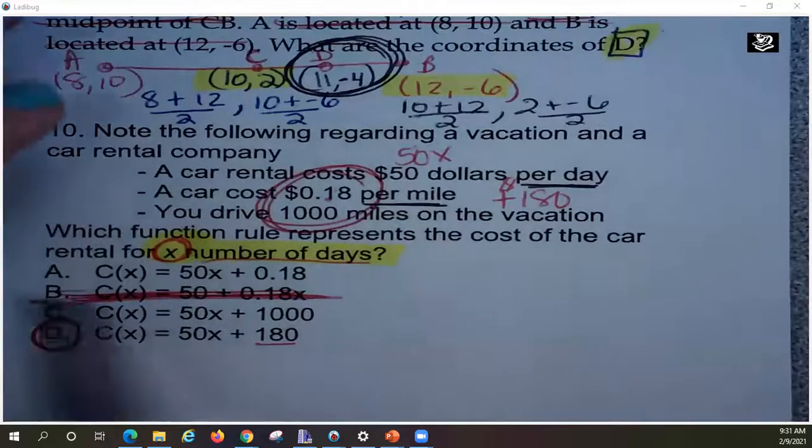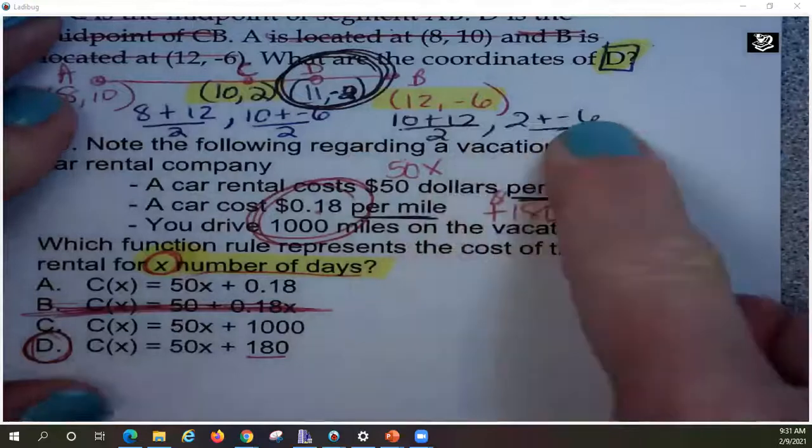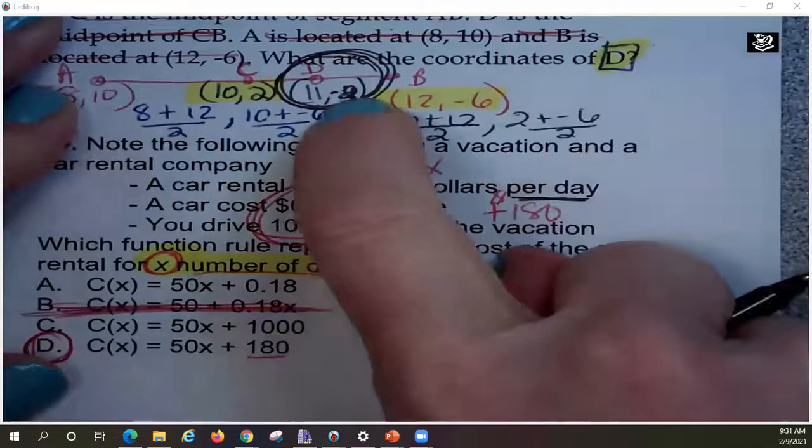Oh, yes. Thank you. This was supposed to be -2. 2 plus -6 is -4. Divided by 2 is -2. Thank you, Jada.